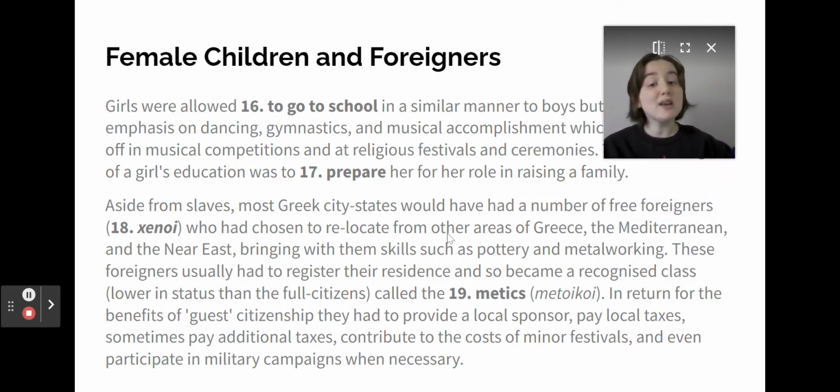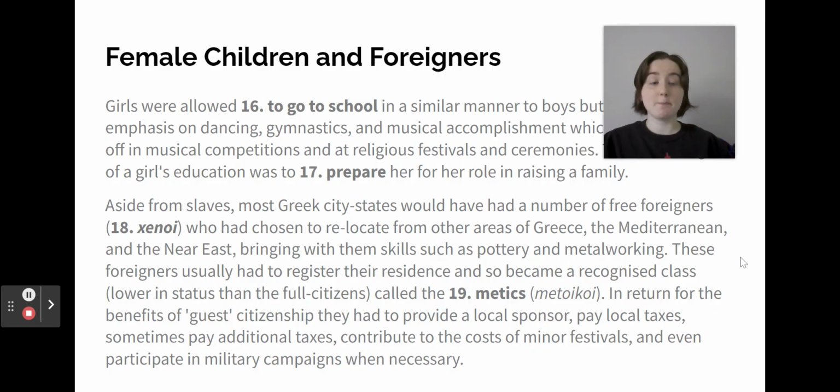Aside from slaves, most Greek city-states would have had a number of free foreigners, called xenoi, who had chosen to relocate from other areas of Greece, the Mediterranean, and the Near East, bringing with them skills such as pottery and metalworking. These foreigners usually had to register their residence, so became a recognized class, which were lower in status than full citizens, called the metics or the metoikoi. In return for the benefit of quote-unquote guest citizenship, they had to provide a local sponsor, pay local taxes, sometimes pay additional taxes, contribute to the cost of minor festivals, and even participate in military campaigns when necessary.